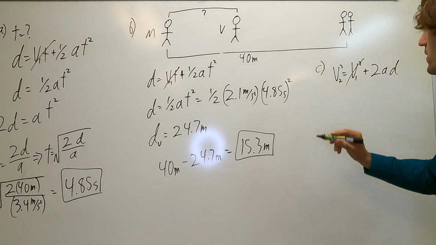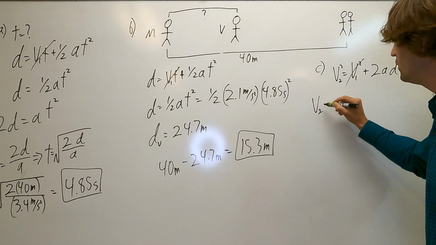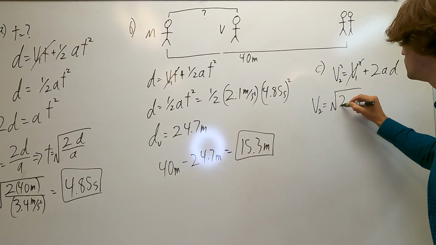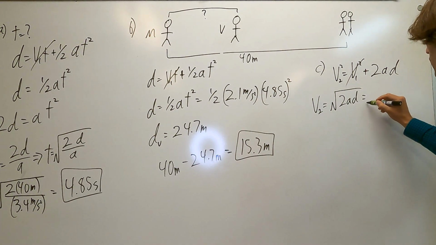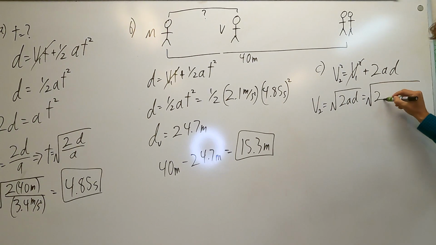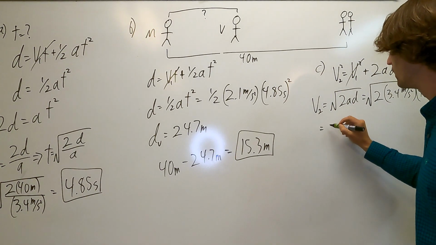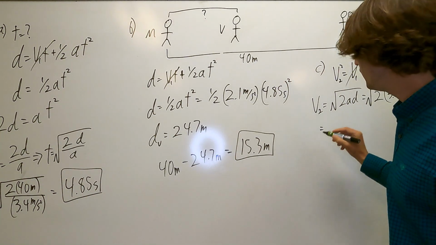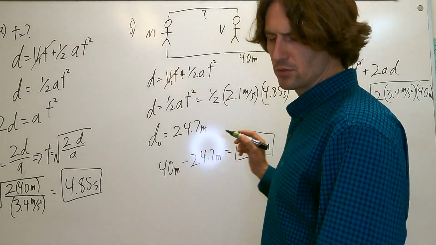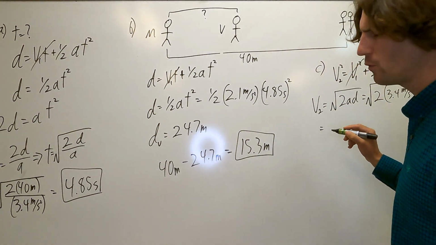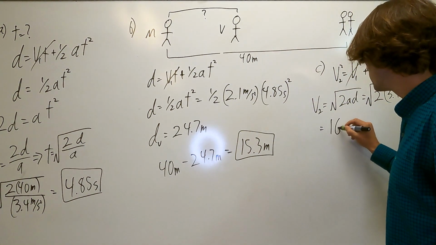Once again, V1 is 0, so I can get rid of that. So V2 is just equal to root 2AD, which is equal to root 2 times 3.4 meters per second squared times 40 meters. We get that Mikhail's velocity is going to be 16.49 meters per second.